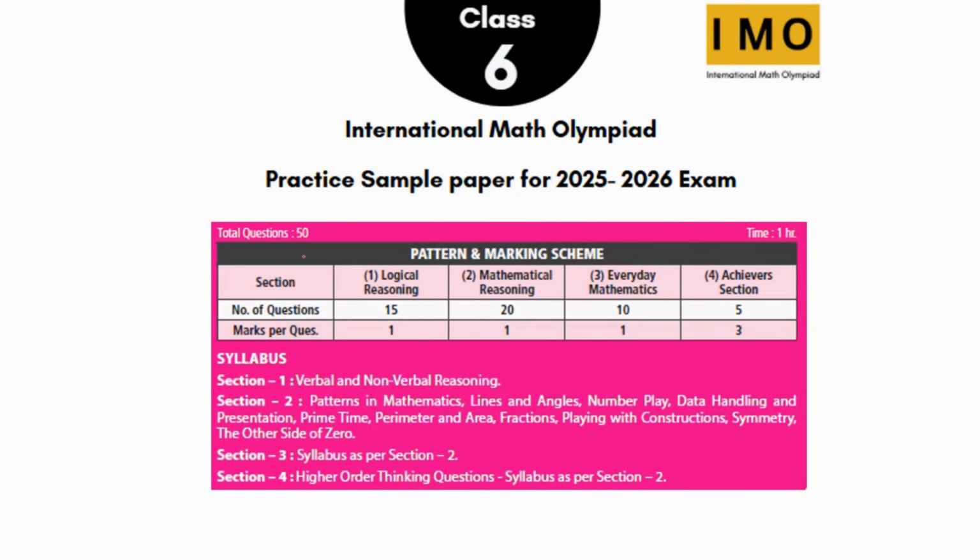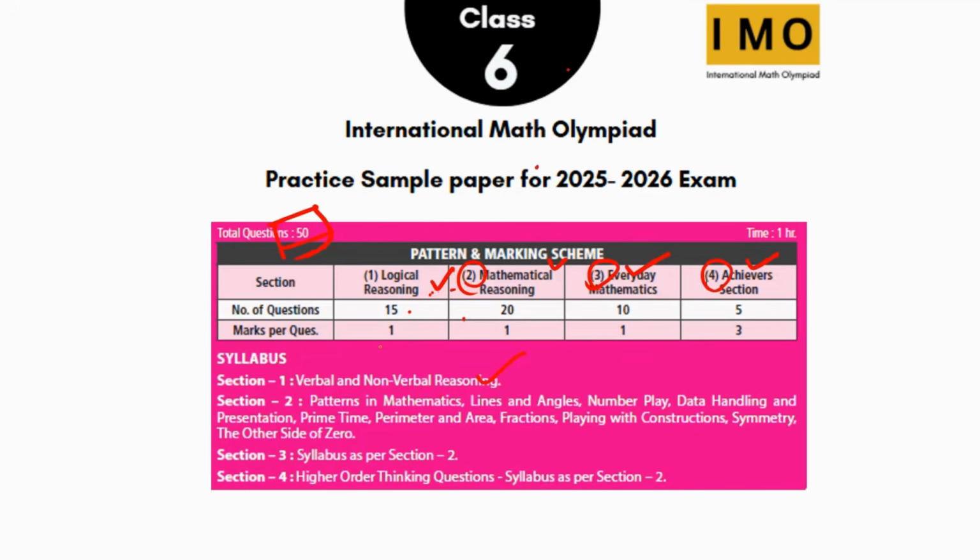It would be a paper of 50 questions divided into four sections: logical reasoning, mathematical reasoning, everyday mathematics, and achiever section. Logical reasoning has a different syllabus, whereas the rest three sections have the same syllabus, and only the question pattern or the difficulty level is a bit altered. Firstly, logical reasoning has verbal and non-verbal reasoning, with topics like ranking, direction sense, Venn diagrams, blood relationships, and so on.